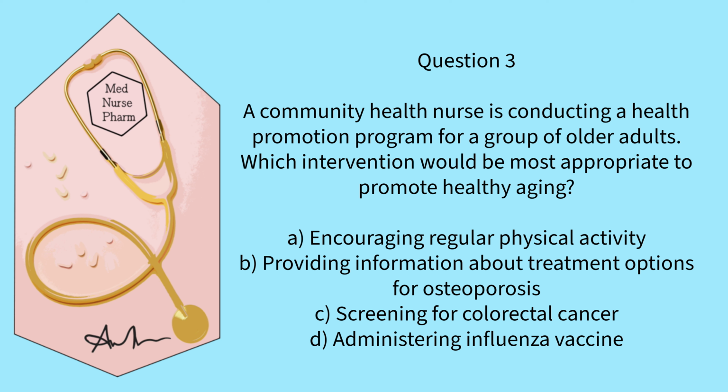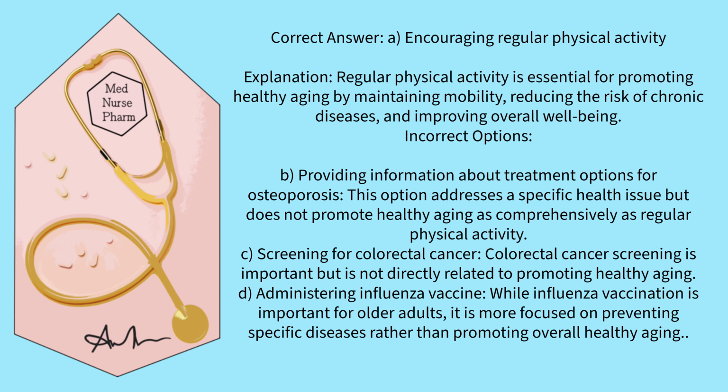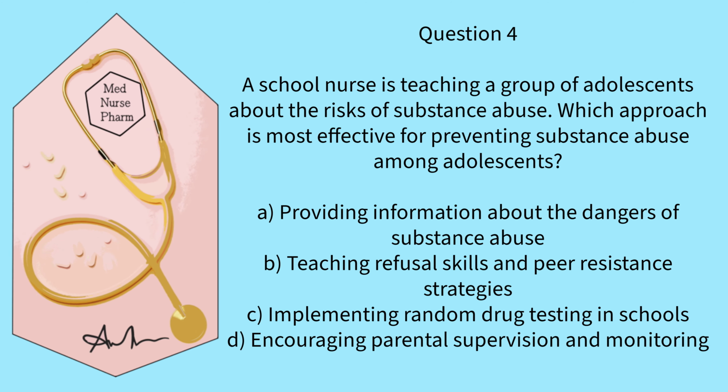Which intervention would be most appropriate to promote healthy aging? Encouraging regular physical activity, providing information about treatment options for osteoporosis, screening for colorectal cancer, administering influenza vaccine. Pause the video and select your answer. If you chose option A, you are correct, encouraging regular physical activity. Regular physical activity is essential for promoting healthy aging and maintaining mobility, reducing the risk of chronic diseases, and improving overall well-being.